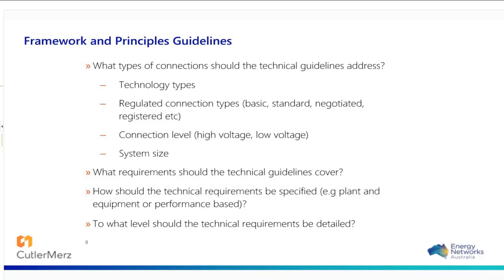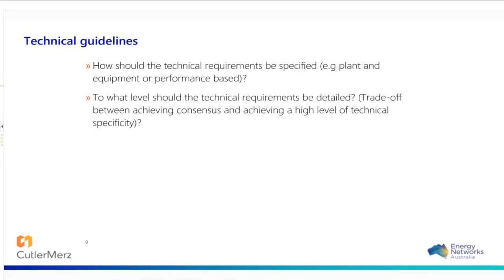And I guess that leads into what level of detail do we need to go to. We want to achieve consensus, it's the most important objective, so we need to achieve consensus, but if in doing so, does that mean we have to trade off in terms of how much detail we're able to go into in the technical requirements? So that's the framework and principles.